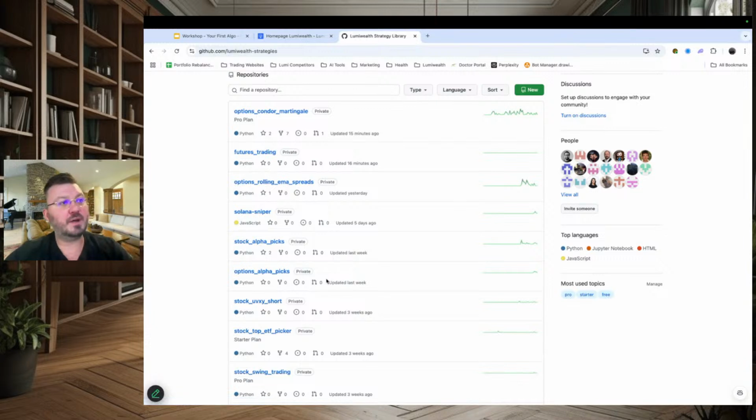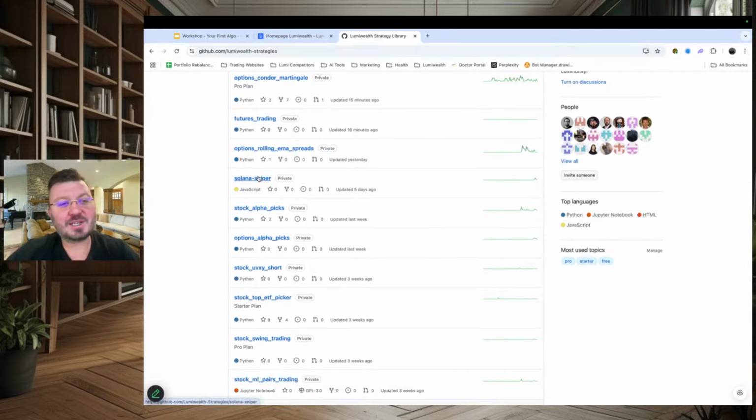They all have specific use cases. For example, Condor Martingale, I have a bunch of money running with these different algorithms here. We're doing quite well. We have a futures trading algorithm that we just started working on recently. We have a rolling EMA spreads, which has done quite well in my account. So I'll show you how those performed.